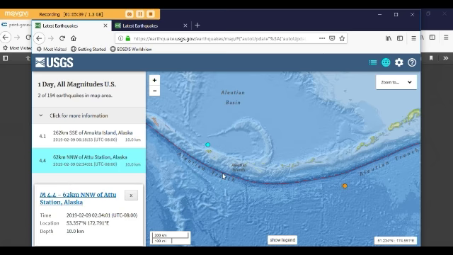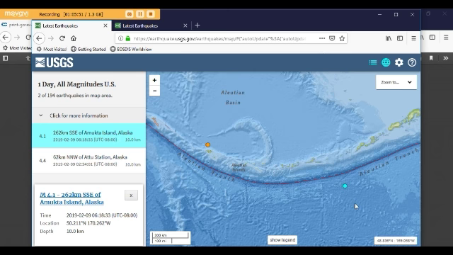Okay, then in the Aleutian Islands, we had a 4.4 near Attu Station. These are all part of Alaska. This came in at 2:34 this morning. Then over here was a 4.1 near Mukta Island, Alaska. This came in at 6:18 this morning.